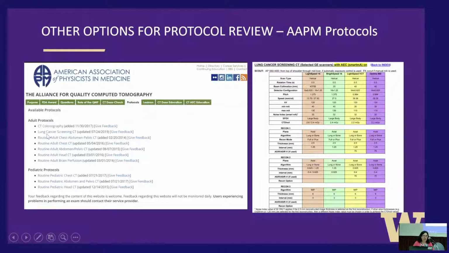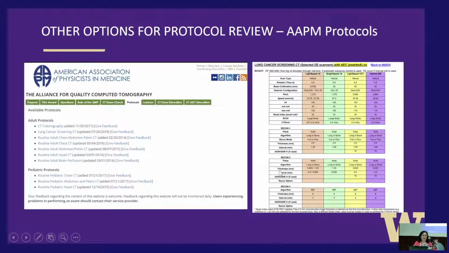So when you click on one of these, it will show different scanners and all the technical parameters you need, and it also will give you what the CTDI is based on that. So if you over here in Thailand have a Lightspeed 16 from GE, you can compare your protocol to what's listed on these vetted protocols and say, yeah, you know what? Mine are okay. I kind of agree with what AAPM has.